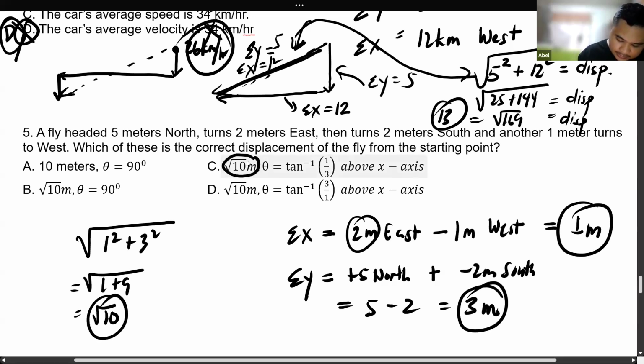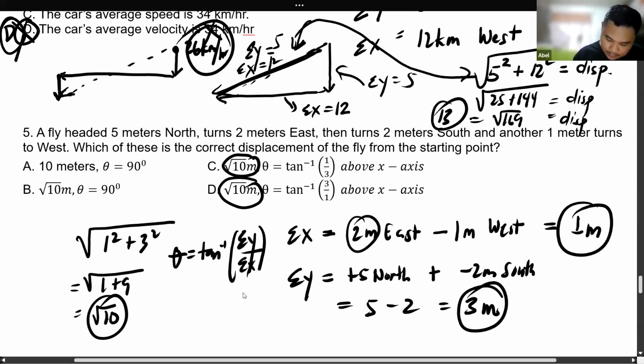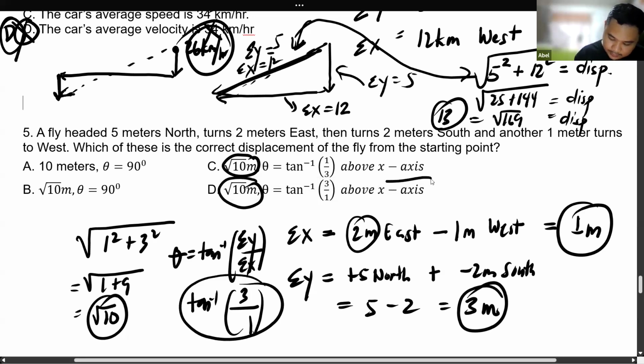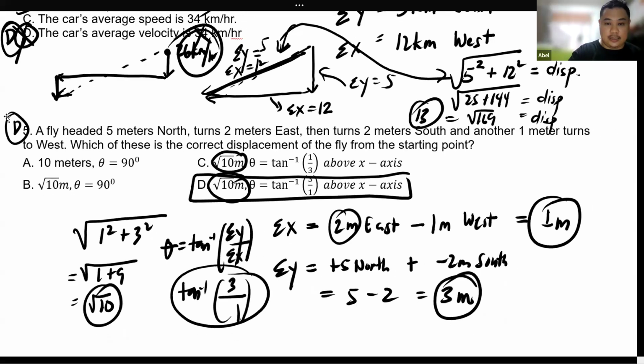So this is the possible answer, this or this. But what is the formula for the direction? That would be the arctan of the summation of y over the summation of x. So our summation of y here, we have 3 over 1, right? So the arctan would be 3 over 1. So the best answer here is that this is around, if you press a calculator, 70 plus degrees. Okay? And so the answer here for number 5 is this.